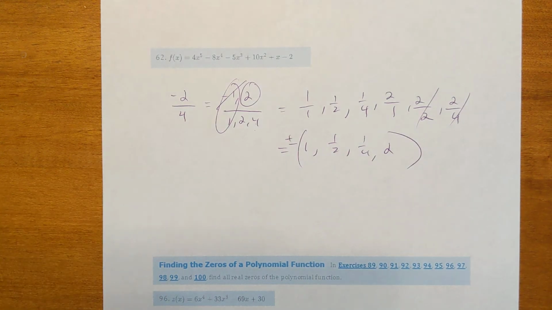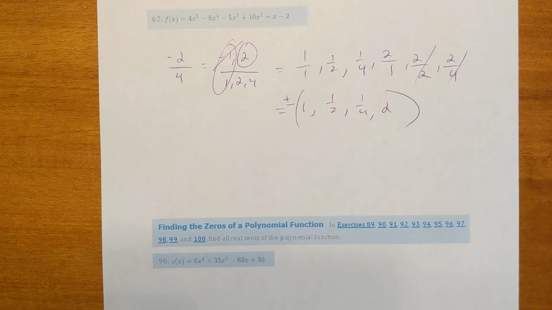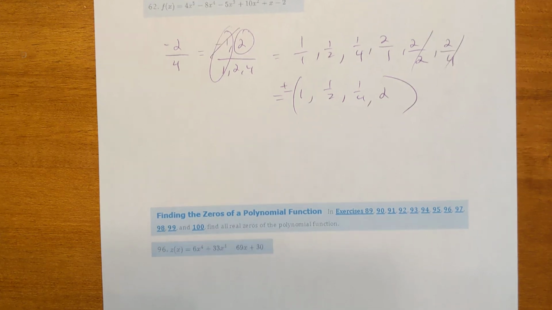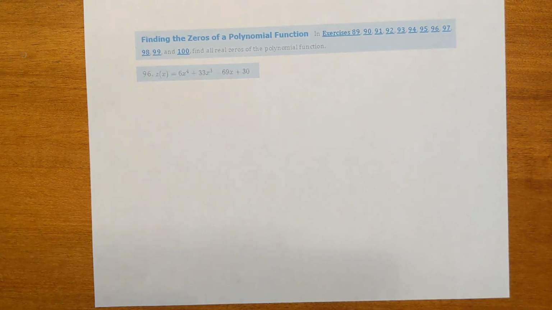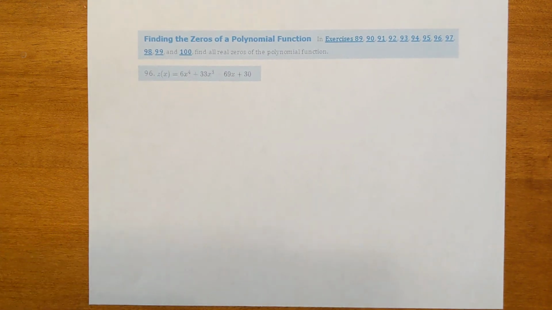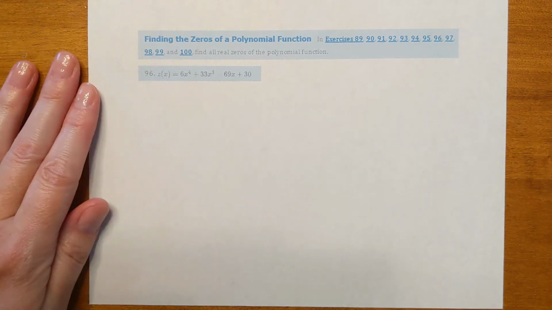So again, what you could do is try them, or if you want to show work on it, do synthetic division and show that they make 0 when you do it. All right, so the very last one here, find all the real zeros of the polynomial. This one's a little bit more fun because they don't all come out on your calculator, so you get to see how you can use synthetic division to find the extra ones.